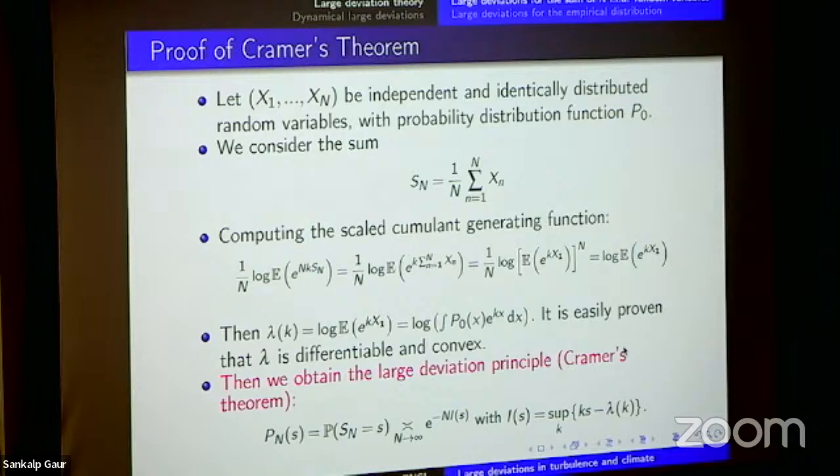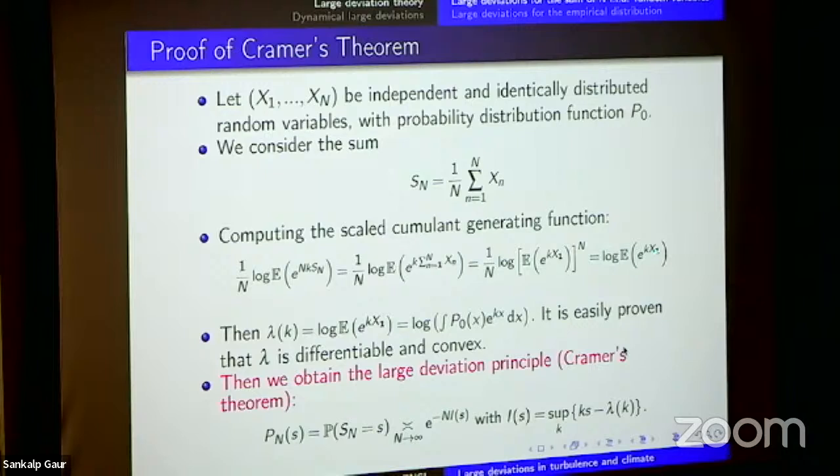So if I take this example of the sum of n identically distributed random variables, I can compute the scaled cumulant generating function. It's one over n times the log of the average of the exponential of the sum. The exponential of a sum is a product of exponentials. Then the random variables are independent, so I can take the average of the product as the product of the averages. And then I get the log of the average of one of the variables to the power n. I make the computation, and I get this formula.